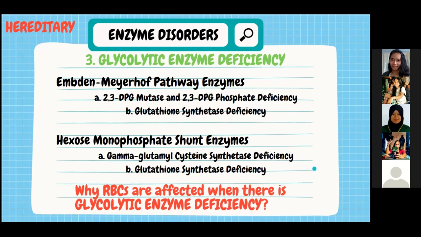even just one enzyme in the Embden-Meyerhof pathway is deficient, it cannot make pyruvate and cannot make ATP. So there will be no ATP or energy to support our RBCs, and that will lead to the destruction of our RBCs, or they will not be functional. And for the next slide, I will go into detail on that.